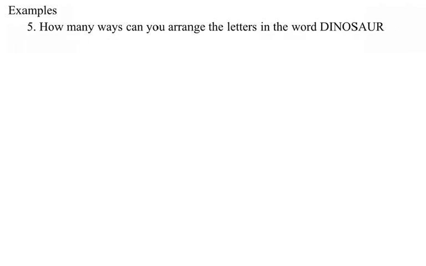How many ways can you arrange the letters in the word dinosaur? Okay, so order definitely matters when you're choosing this, because that's how you spell words, because the way you put the letters makes a different word, if that makes sense. Okay, so if you count 1, 2, 3, 4, 5, 6, 7, 8, there are 8 letters total. This is a permutation because the order matters. And then we're still going to choose 8 letters.